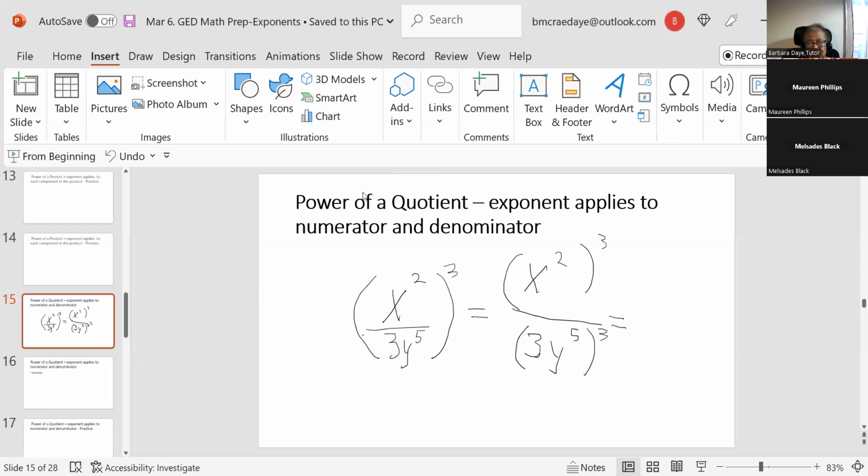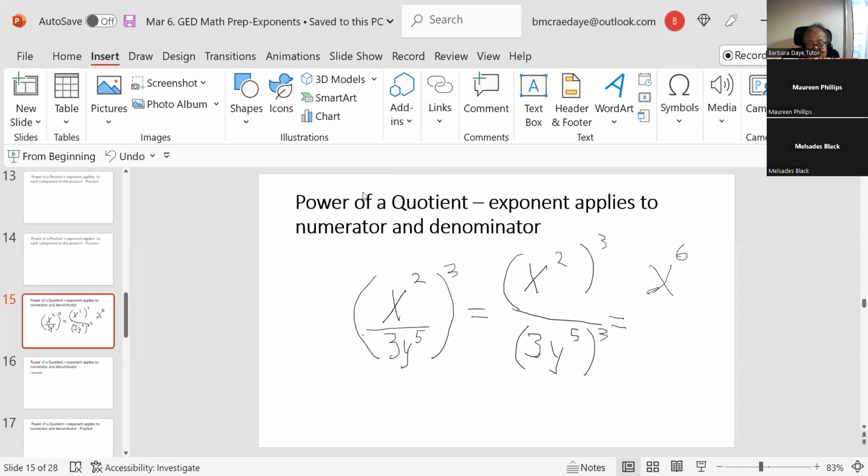It's a power to a power. What do we do? Multiply. So what's that equal to, Maureen? Maureen, what's 3 times 2? 3 times 2 is 6. See, that's power to a power, and we multiply.